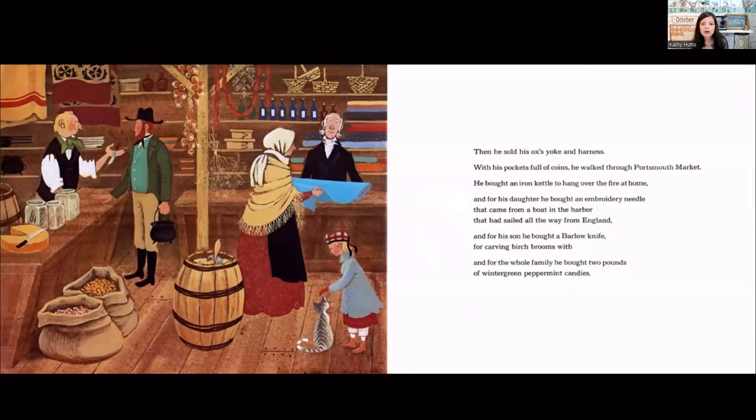With his pockets full of coins, he walked through Portsmouth Market. He bought an iron kettle to hang over the fire at home. And for his daughter, he bought an embroidery needle that came from a boat in the harbor that had sailed all the way from England. And for his son, he bought a Barlow knife for carving birch brooms with. And for the whole family, he bought 2 pounds of wintergreen peppermint candies.